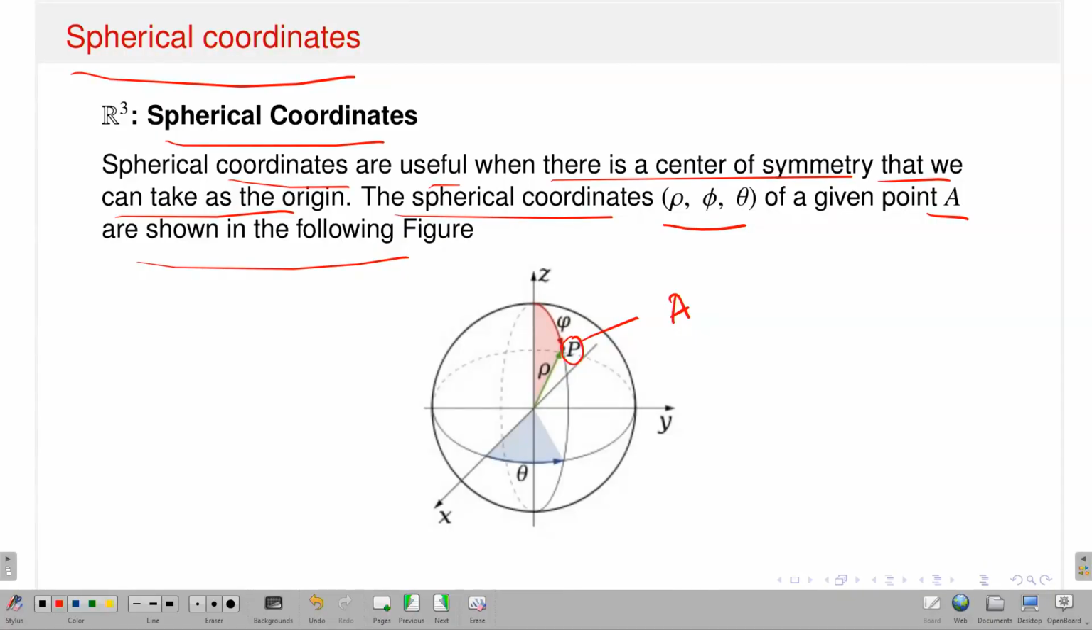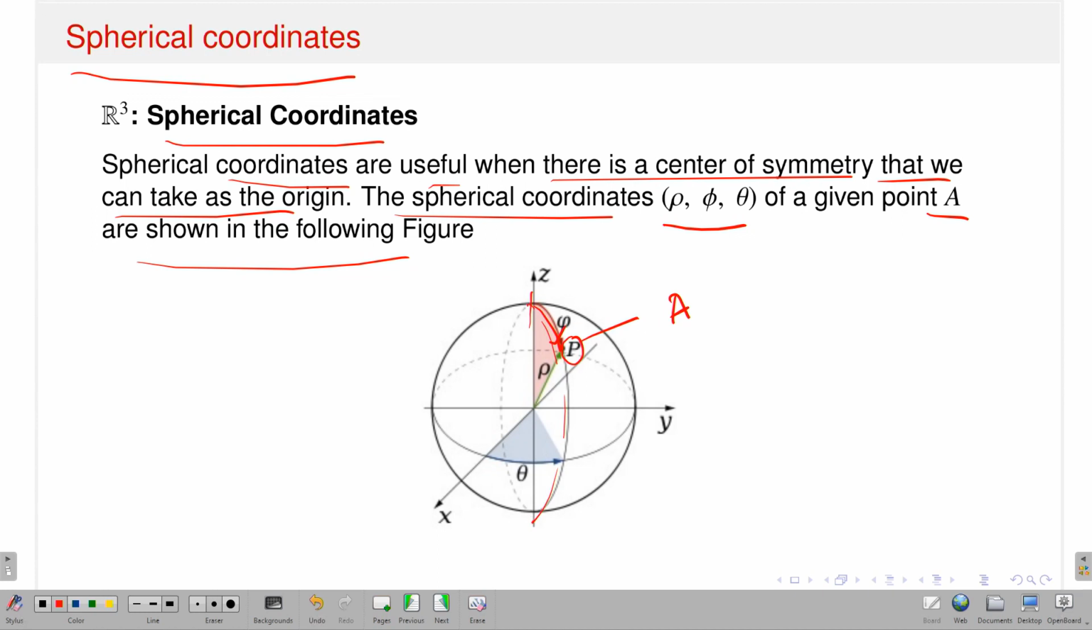What is phi? Phi is this angle. I am measuring the angle from the positive z axis to the line joining the origin to the point P. So phi varies from 0 to pi. And what will be theta?